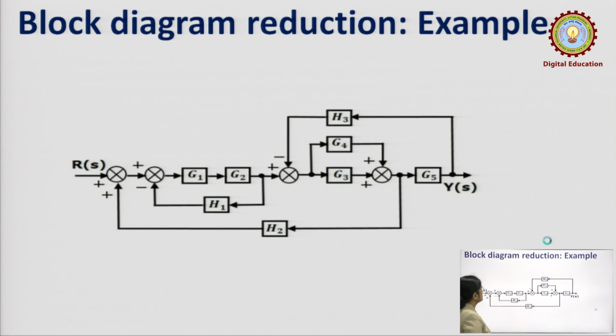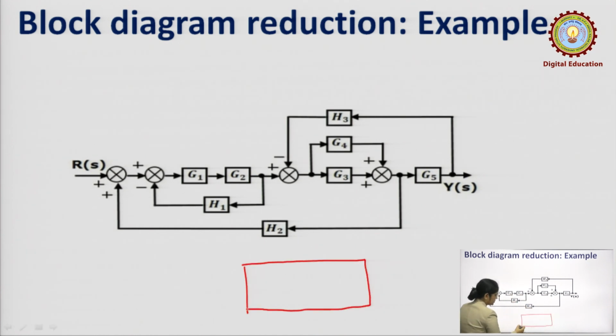Now, this is one example of block diagram reduction. Here we can see that this is the input R(s), this summing point has plus and this summing point has plus and minus, the blocks G1, G2, H1, and here the various blocks G3, G4, H3 and these things. Now, this has to be reduced to a single block.